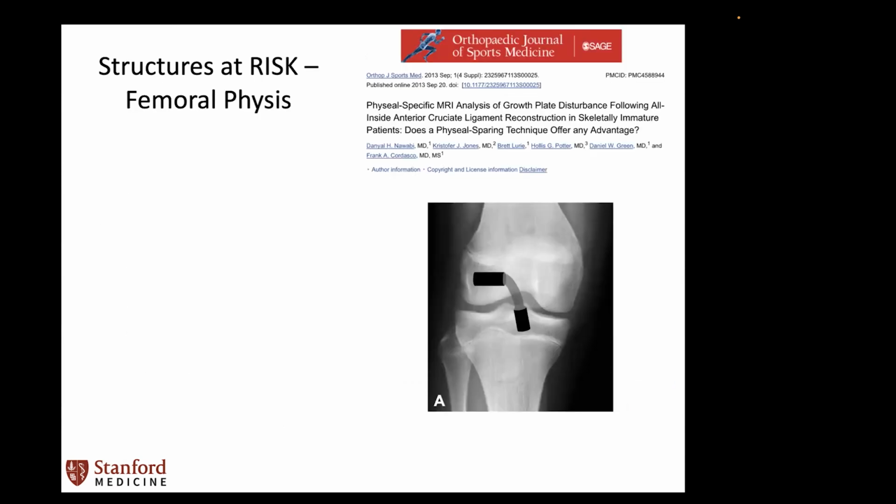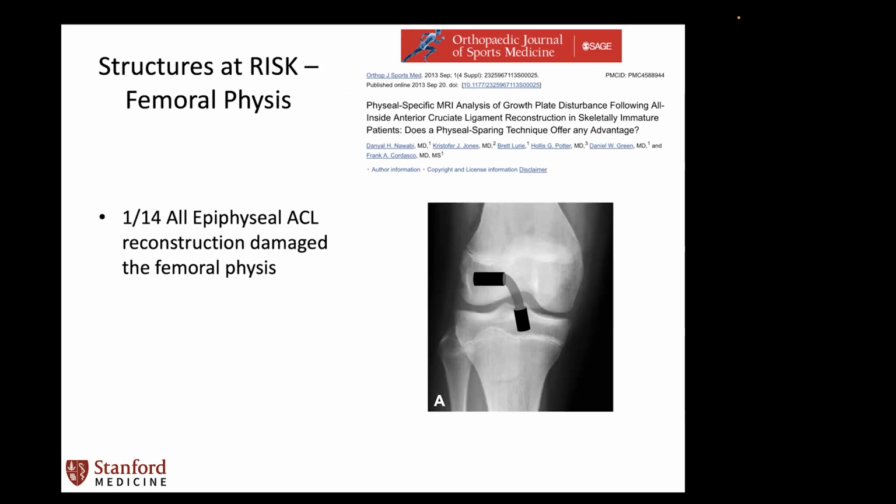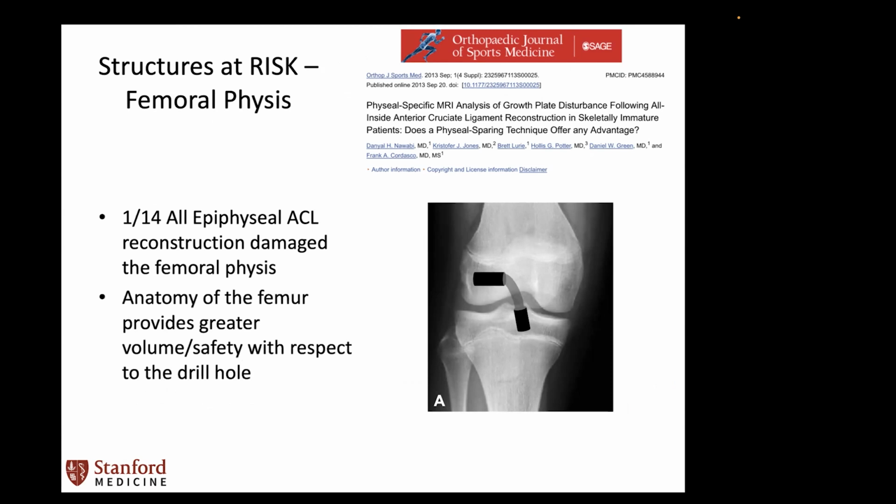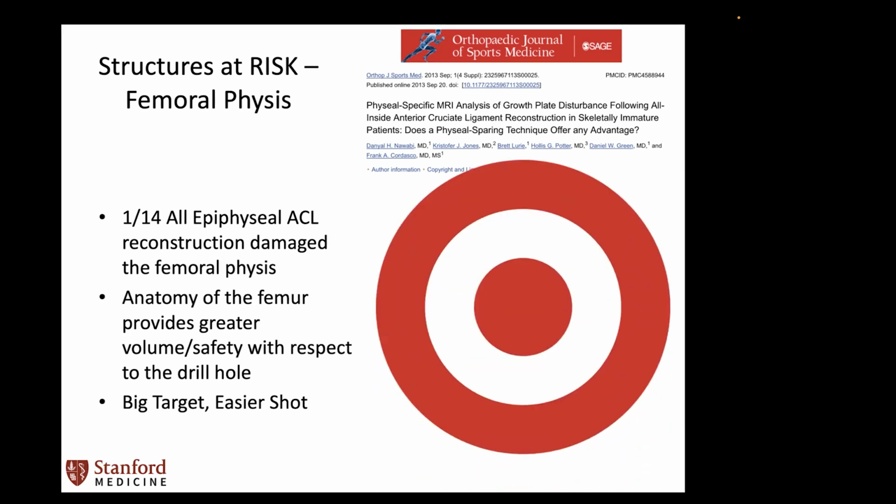Frank Cardasco and Dan Green and their colleagues have done some really nice work looking at these structures at risk in some of their clinical patients. In 14 of their patients, they looked at the all-epiphyseal ACL technique, the Anderson technique, and they showed a relatively low rate: 1 of 14 had evidence of physeal injury and physeal growth problems on the femoral side. I think of the femoral side as kind of like shooting targets. It's a bigger target, an easier shot. So you've got a big target, the femoral epiphysis, and a relatively large zone to avoid hitting the physis. It's nice when you're shooting targets to have small bullets and big targets because you look like a better marksman.